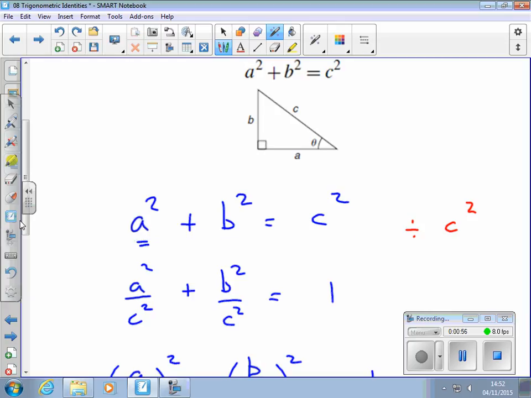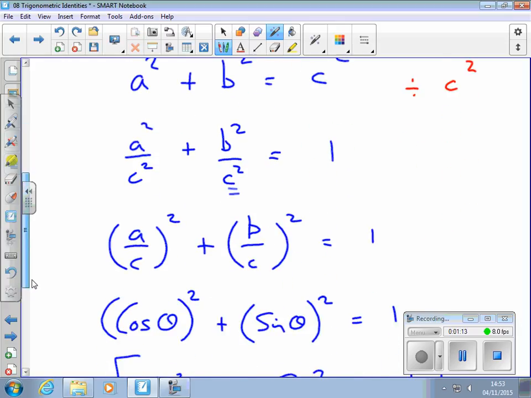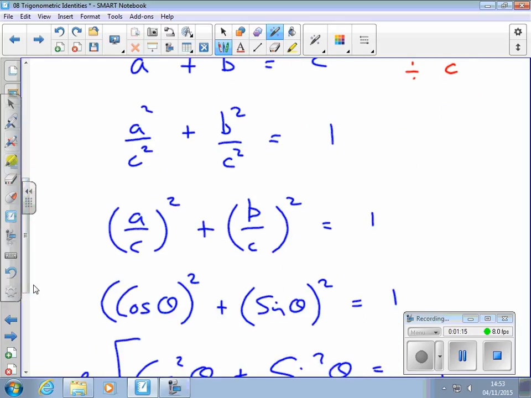If I divide through by c squared, I divide every term by c squared, I get this, look: a squared over c squared plus b squared over c squared equals 1, because c squared over c squared is just 1. Now what we do is we say, okay, instead of writing it as a squared over c squared, I can write it as a over c all squared plus b over c all squared equals 1.